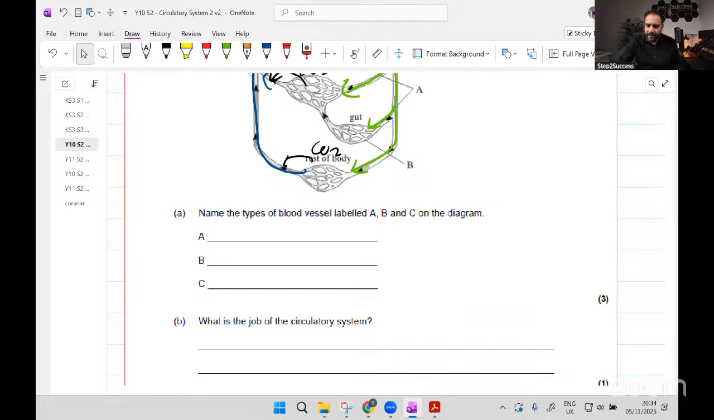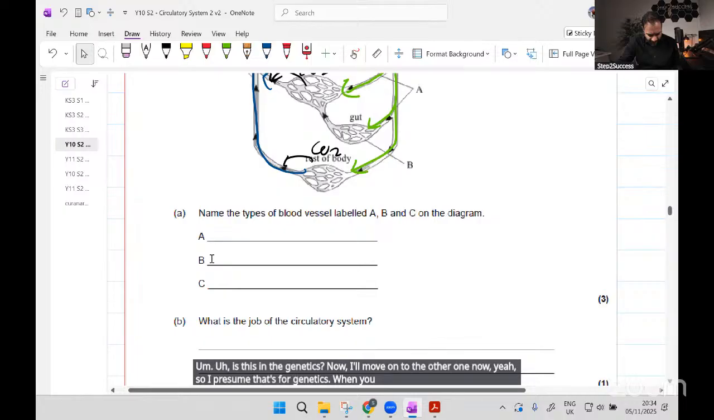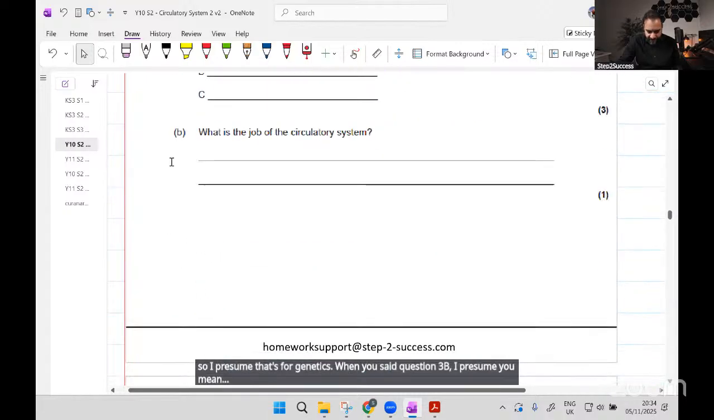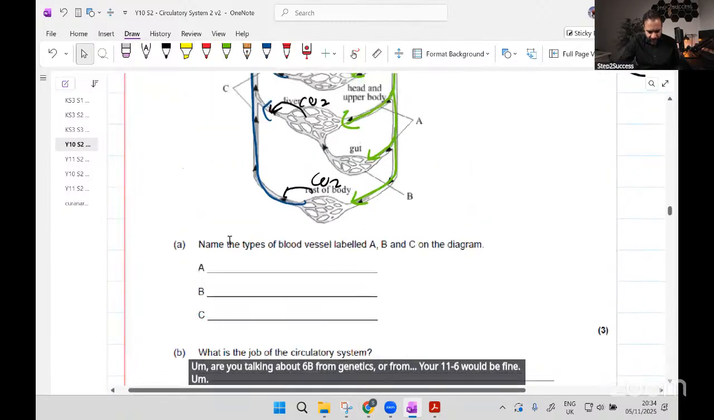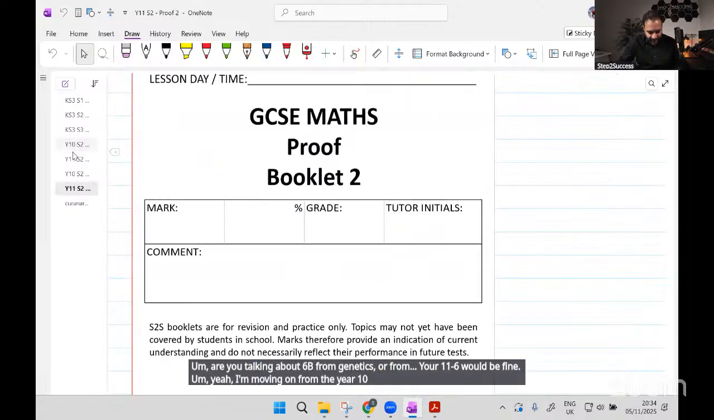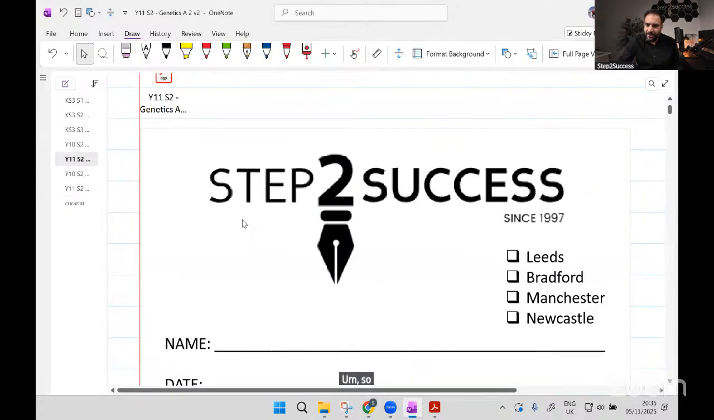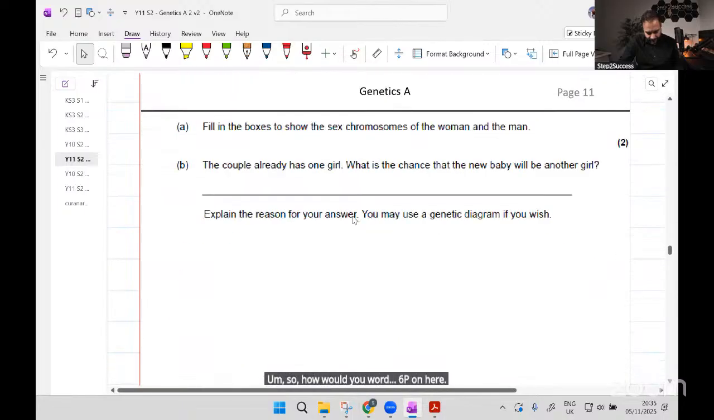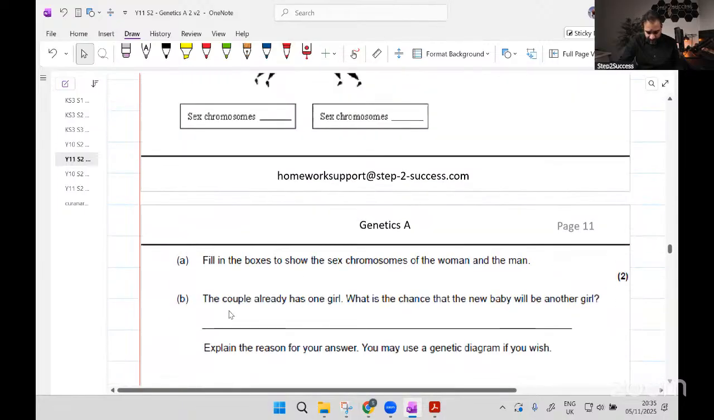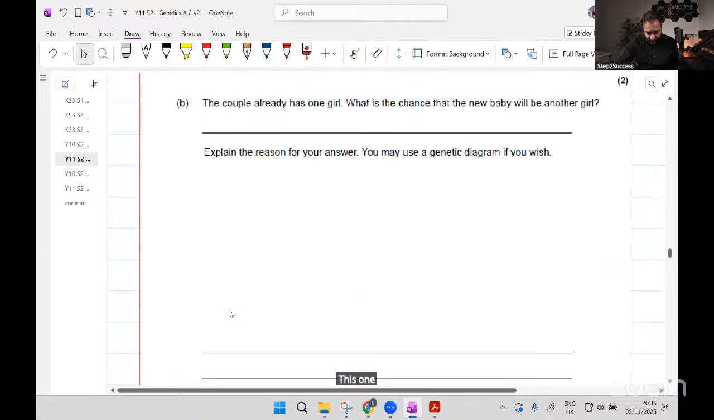Is this in the genetics? Now, I'll move on to the other one now. Yeah, so I presume that's for genetic. When you said question 3B, I presume you mean, is this one? Are you talking about this one? Are you talking of 6B from genetics or from year 11 6B? Fine. Yeah, I'm moving on from the year 10 booklet now. I think that's enough of that. So how would you word 6B on here? This one, 6B. Oh, right.